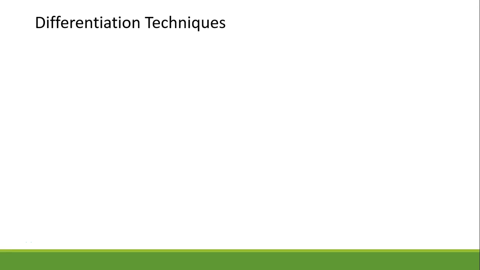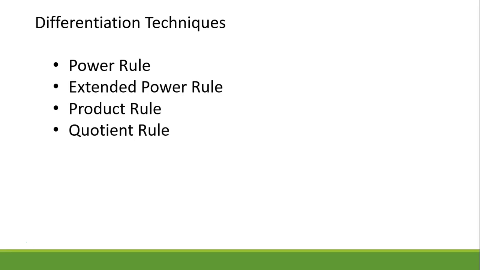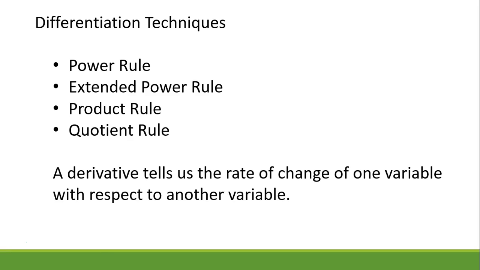We've already learned about some differentiation techniques, that is, ways that we can take derivatives of functions. So for example, we've learned about the power rule, the extended power rule, the product rule, and the quotient rule. We've also seen that a derivative tells us the rate of change of one variable with respect to another variable.